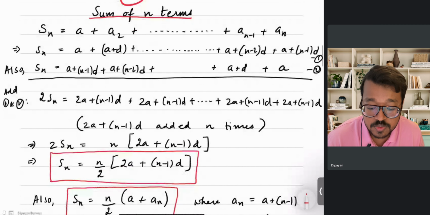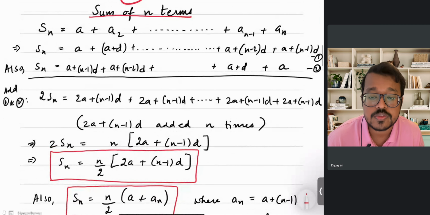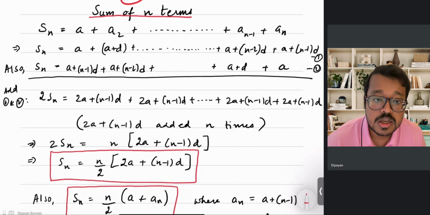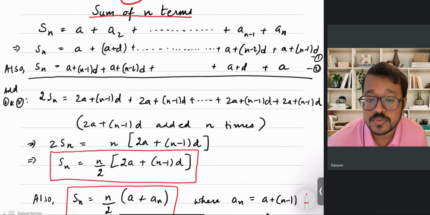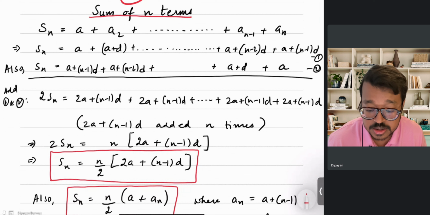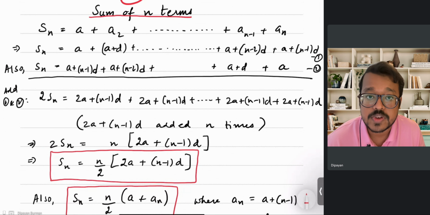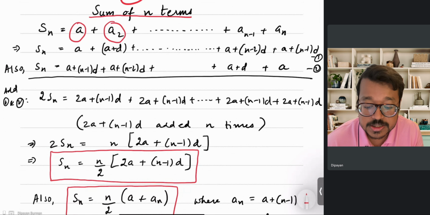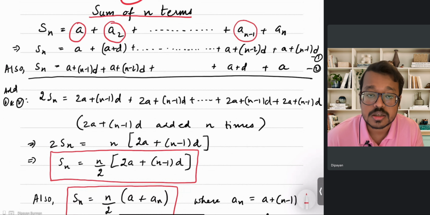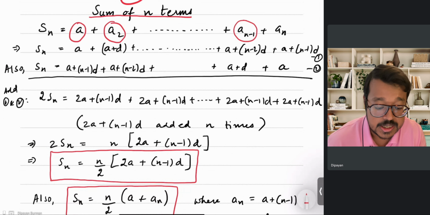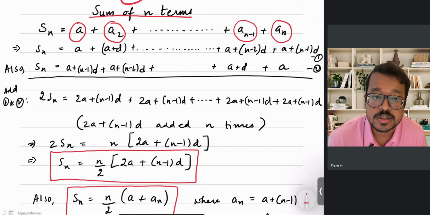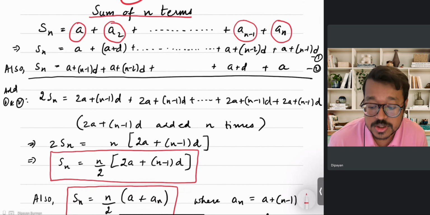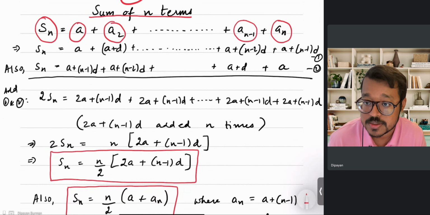Next, suppose I want to find out what is the sum of the first n terms of an AP. Again, there is a general formula, and the way that it is derived is written down here. Let's say that the sum of n terms will be the first term a, plus the second term a2, plus the third term, plus the fourth term, till the term before the last term, which is a n minus 1, and the last term, which is a n, or the nth term. If I add all of these, I get the sum, which is Sn, the sum of n terms.